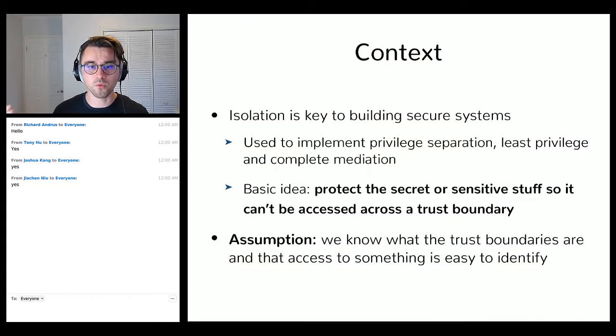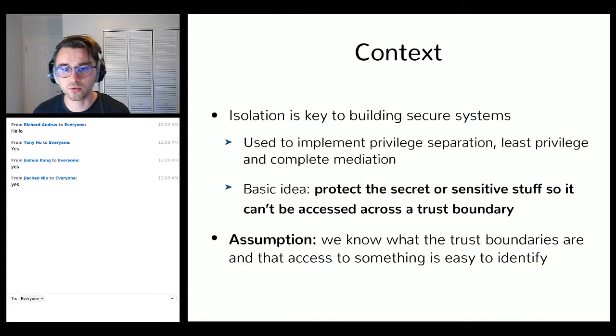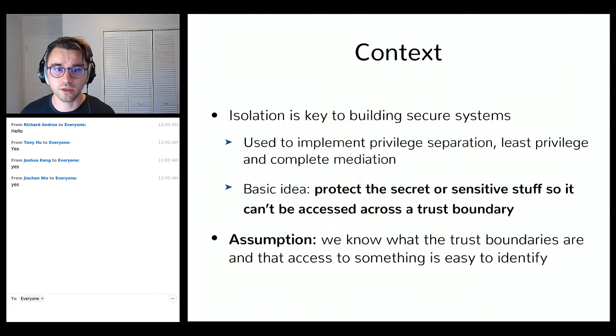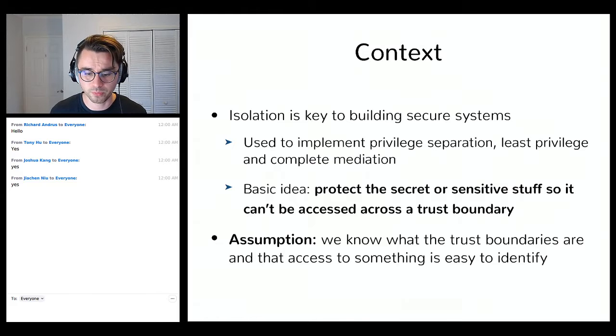But if we step back, what is isolation really giving us? Basically the whole premise is that it gives us a box where we can put our sensitive or secret stuff, and we can make sure that you can't get at this information other than through controlled interfaces. Our assumption is that we know these trust boundaries and we know how things are accessed, so that we can actually draw this sandbox boundary to place things. But the other assumption is that there's no way for us to bypass this trust boundary to get at the secret stuff contained within that boundary.